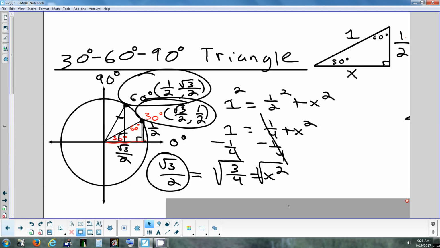Any other questions on those two coordinates? All right, so there's really 3 numbers from today you need to memorize. Root 2 over 2, root 3 over 2, and 1/2. That's it. Those are the three numbers you need to know.